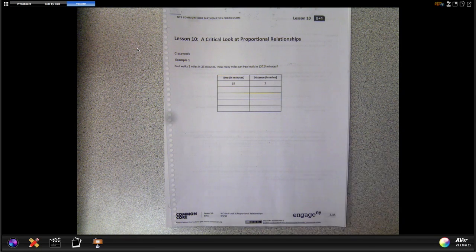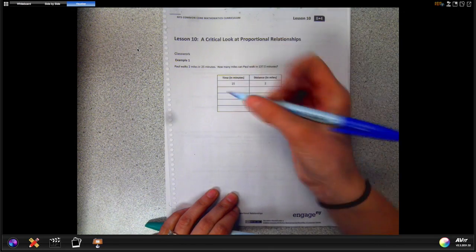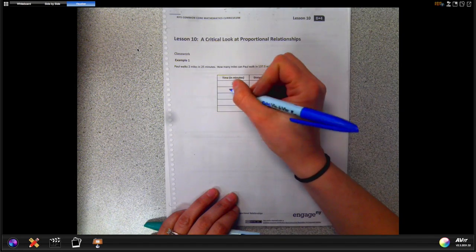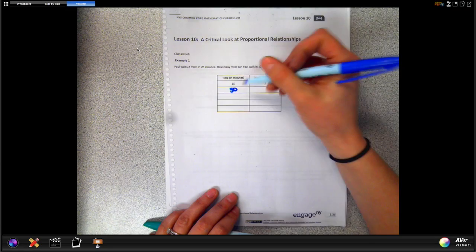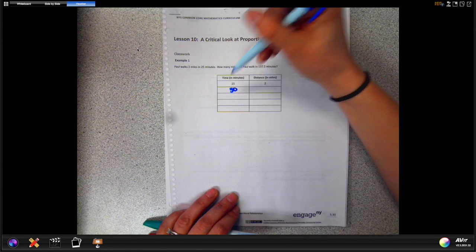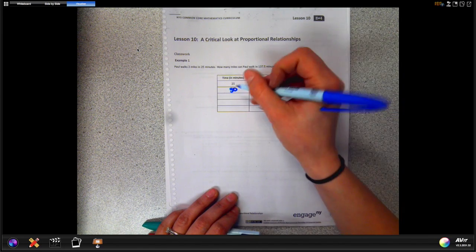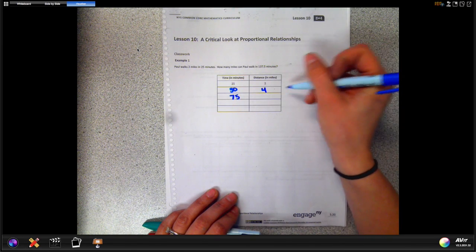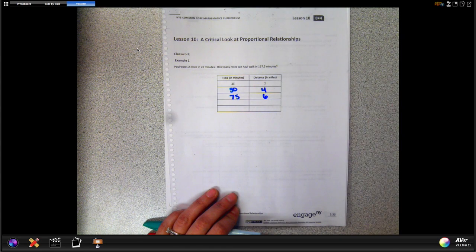So let's start here on the left side, the time. If we start with 25, the most logical next value is 50, because that doubles our 25. If he has 25 minutes and goes 2 miles, then in 50 minutes he should go 4 miles, okay? Then if we add another 25, we get 75 minutes, and we add another 2 here. He should be able to go 6 miles.